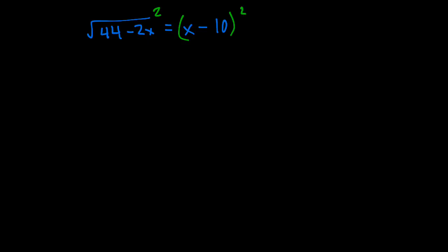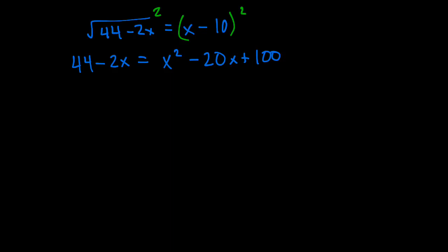And we have to be careful here when we square that right side with the x minus 10, because that whole side needs squared, so we're going to have to FOIL. Okay, so square both sides. That square root squared is just going to leave us with 44 minus 2x. And on that right side, when we FOIL, we're going to have x squared minus 20x plus 100.